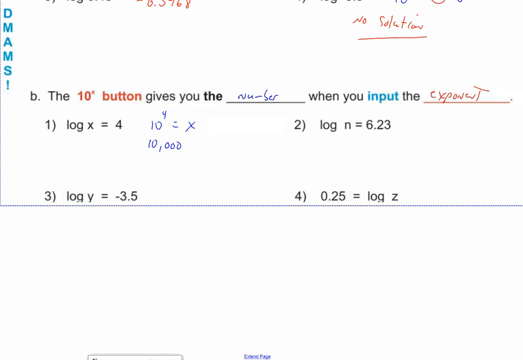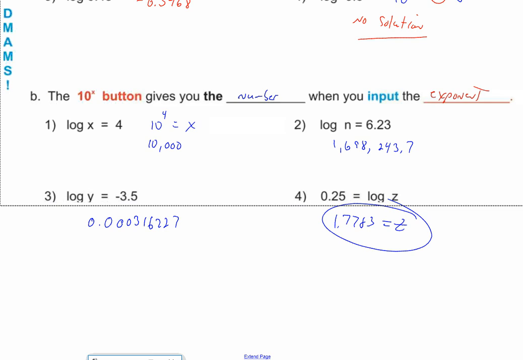All right, so that's 10 to the 4th. That makes sense. Okay? So again, just go through and knock all those out. Those should be easy. Go through, do 2, 3, and 4, and see where you end up. Any questions on any of those four? Just doing 10 to the X button.